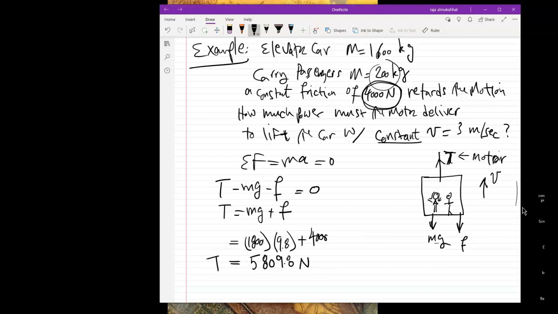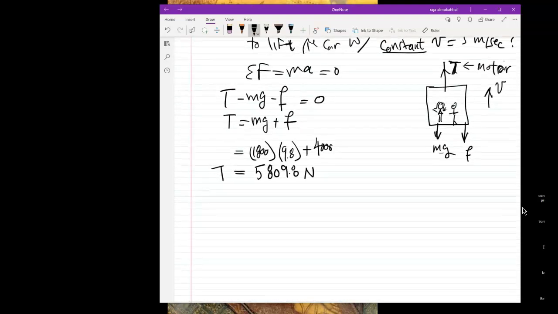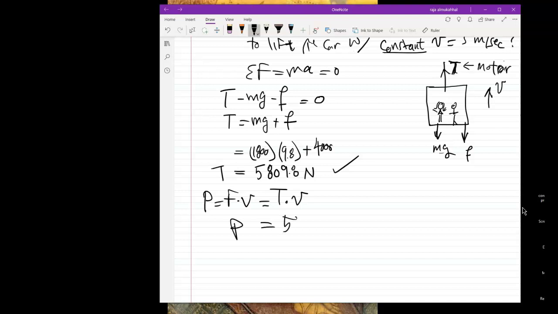Here is the tension. Now I want to get the power. Well, the power becomes simple. Remember, the power is what? A cool expression for the power is F times V, right? Well, for our case, it's the tension times the velocity. Here's the tension, and the velocity is given to us. Simple. Becomes a really easy problem. So we have 5,809.8 times the velocity 3. So I'll multiply that by 3, and I'm going to get 17,429.4 watt. There we go.